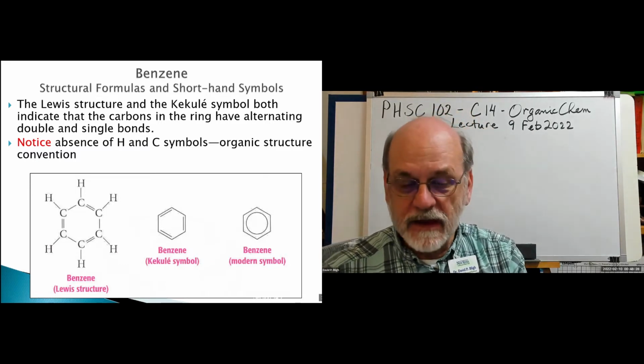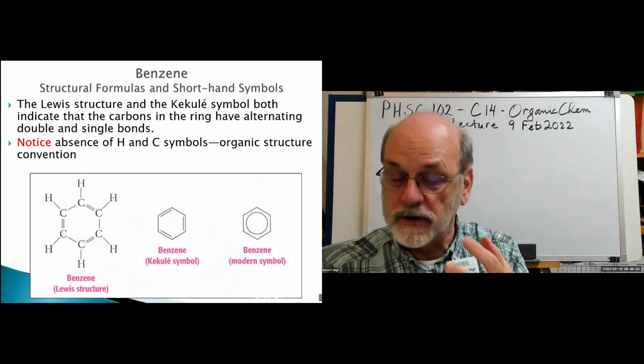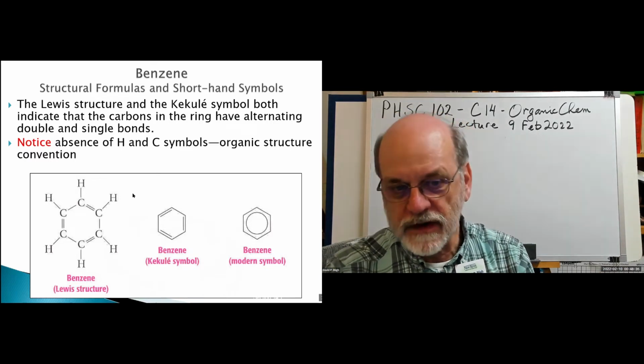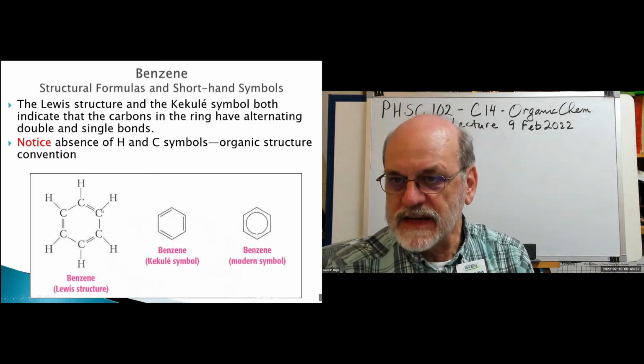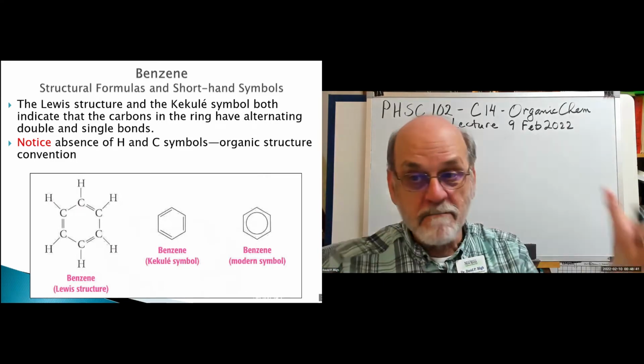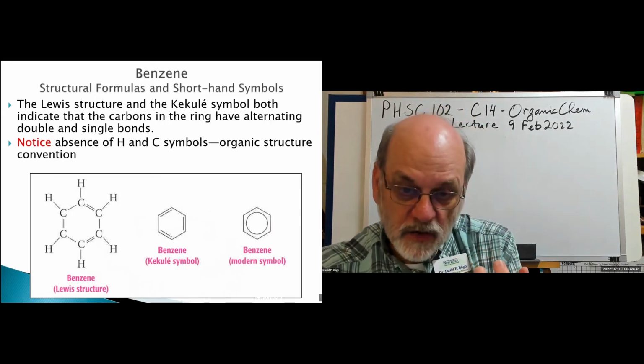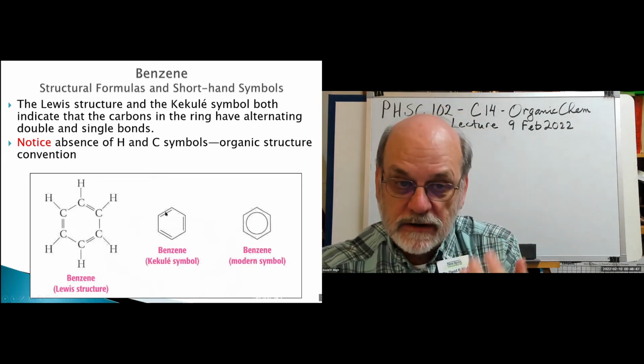You can imagine if we start to build large molecules out of these subunits, having all these C's and H's in there would just make a mess. It's easier to see what's happening in the molecule if we use the abbreviated version.